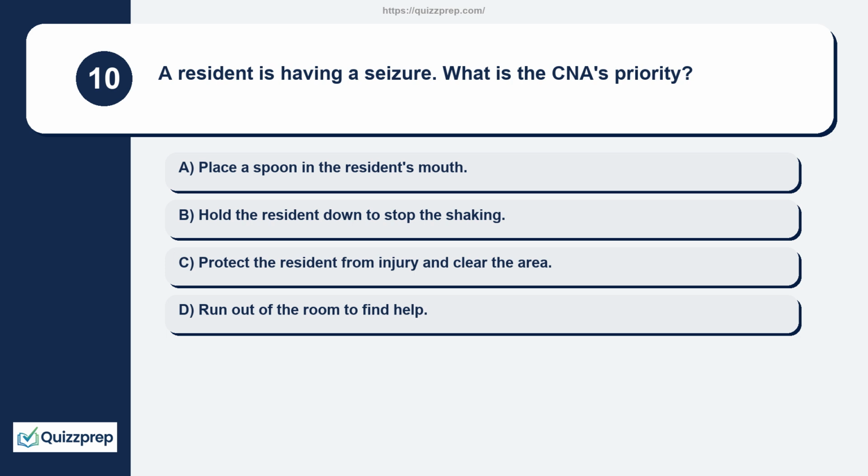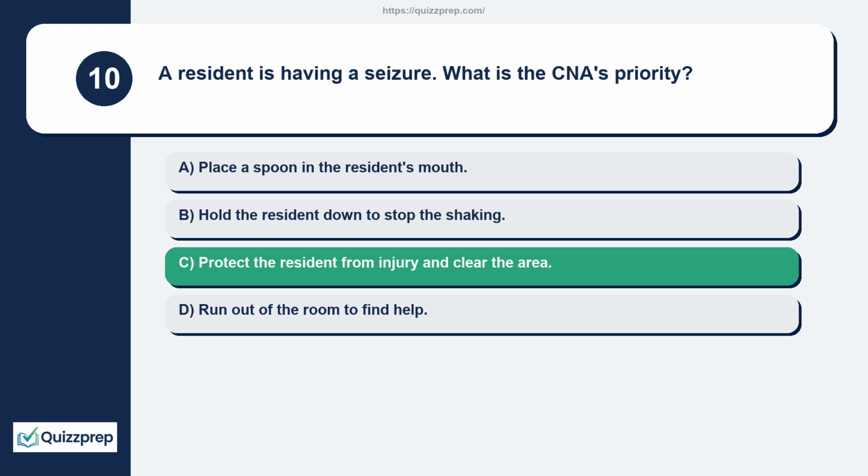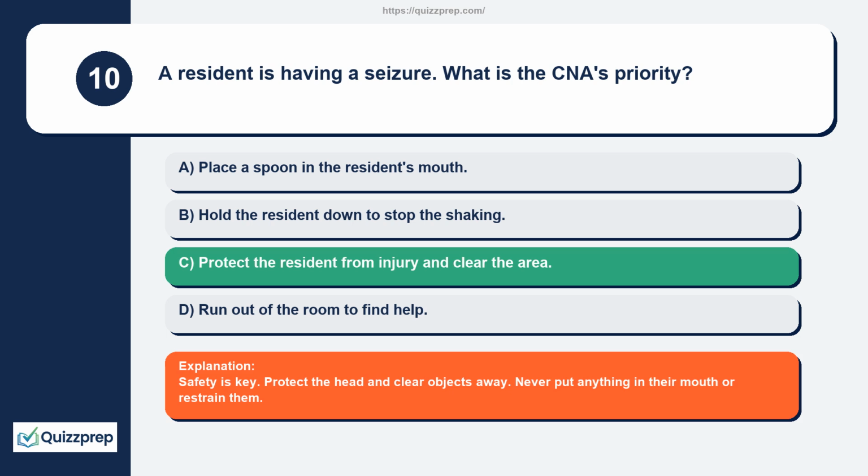Question 10. A resident is having a seizure. What is the CNA's priority? Place a spoon in the resident's mouth. Hold the resident down to stop the shaking. Protect the resident from injury and clear the area. Run out of the room to find help. Safety is key. Protect the head and clear objects away. Never put anything in their mouth or restrain them.